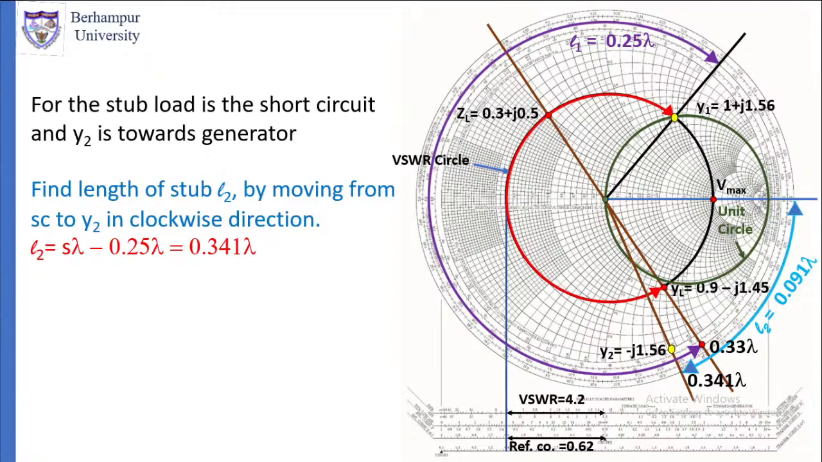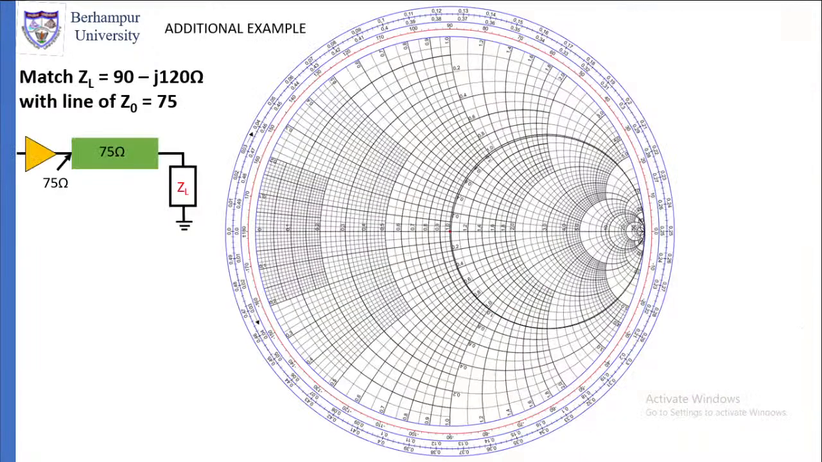Next example I will give you as homework. Since there are not many people, we will take it as homework. Match ZL equal to 90 minus j120 ohms with a line of Z0 equal to 75 ohms. This is a homework. Follow the same principle that we discussed and do this.